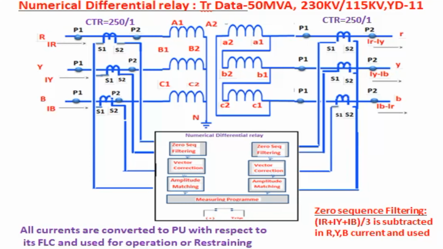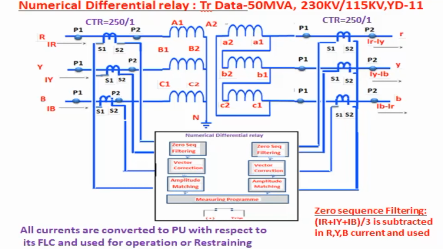Numerical differential relay. The relay is given for protection of a transformer. Transformer data are 50 MVA, 230 kV bar 115 kV, YD11. In a numeric relay, we have to feed the transformer data into the relay. That is, the star winding we are calling the A winding, and the delta winding we are calling the B winding. The rating of the transformer is 50 MVA. So first we feed the rating of the transformer, then the A winding details.